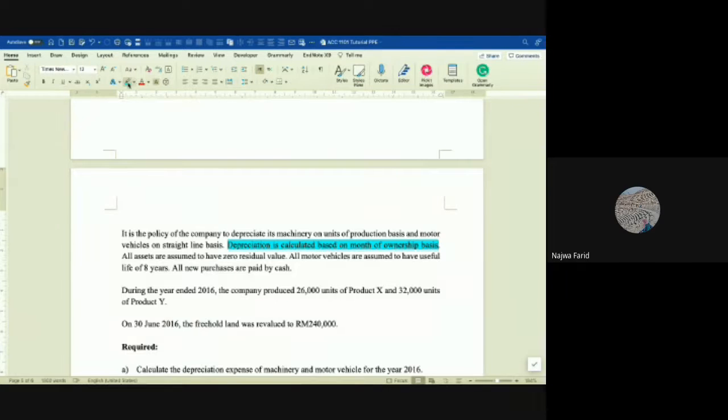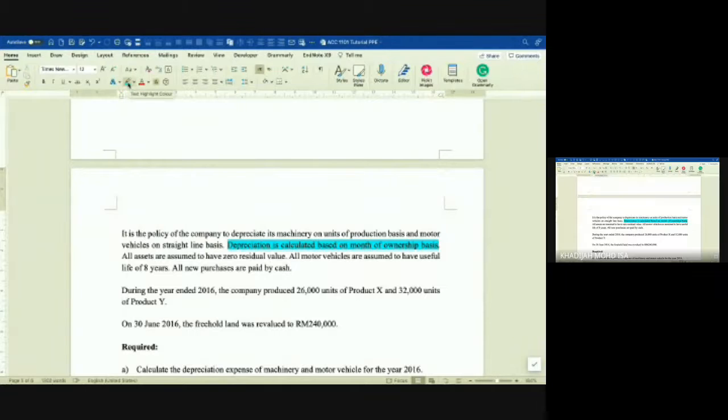Okay, got it, madam. Thank you. Okay, clear. But if it says no depreciation in the year of disposal, then you don't have to give any depreciation in the year of disposal, even though your year end is 31st December and you dispose in November. So you have 11 months, but you cannot claim your depreciation expense. Other than that, other questions?